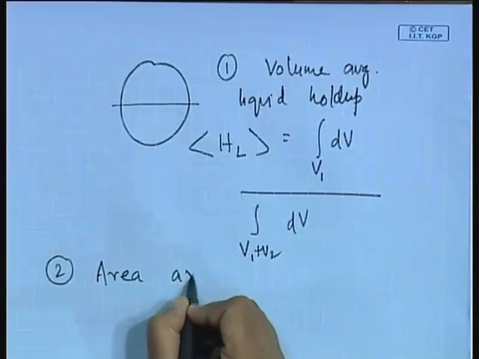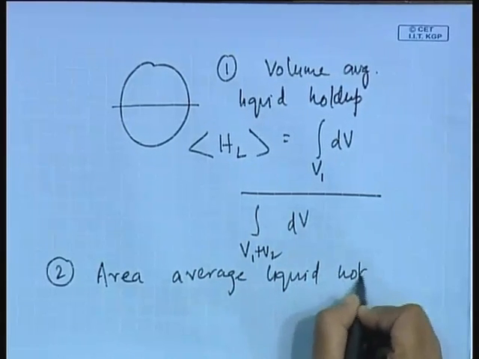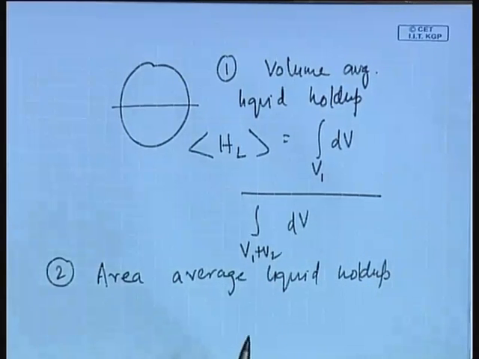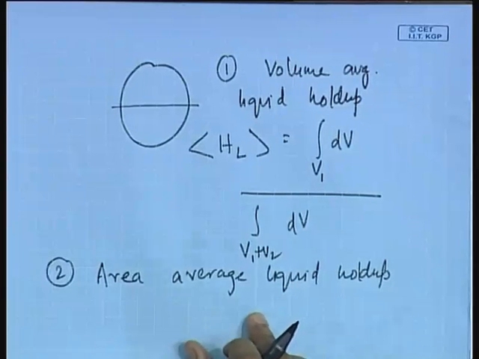Now, when it is not possible to measure the volume average void fraction, the next one we try is the area average liquid holdup. When the flow does not change with length, that is, when we consider an infinitesimal length of the test section, then the area average gives you the volume average. In other words, when the holdup does not vary with the length of the conduit, that means under fully developed flow conditions, the area average gives you the volume average.